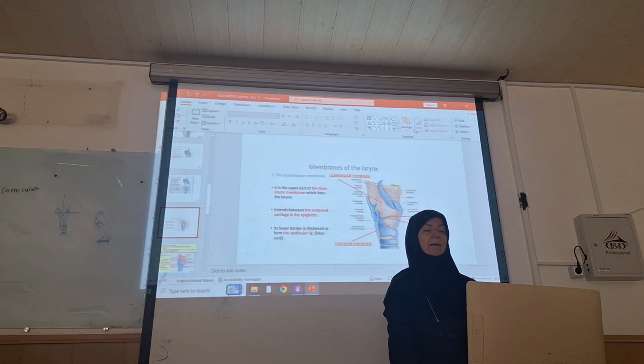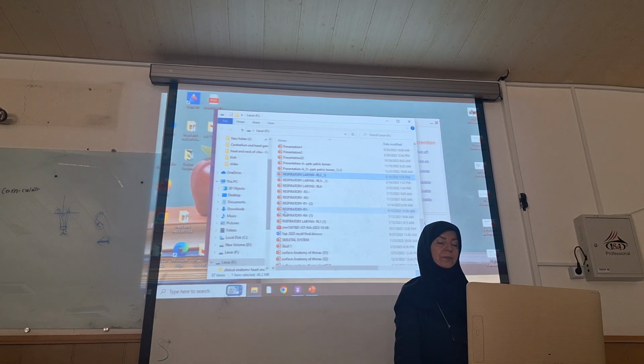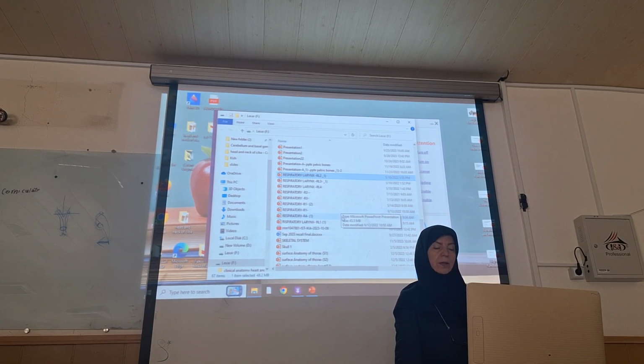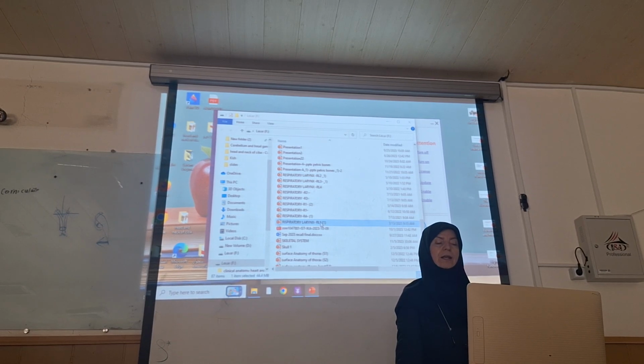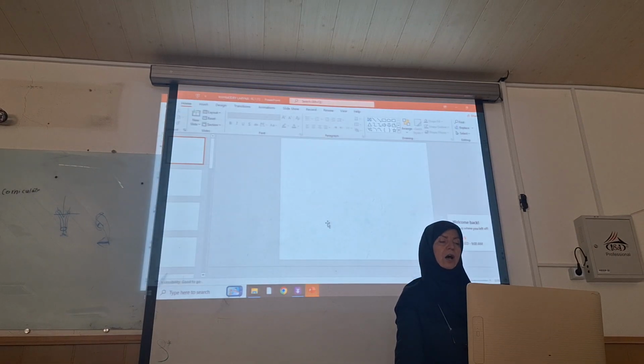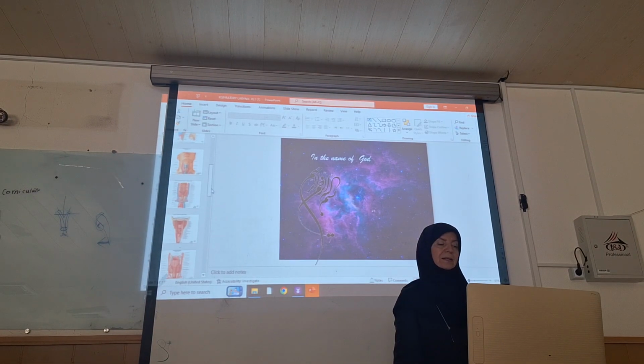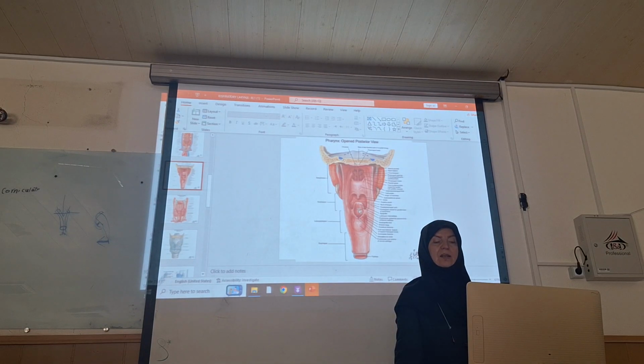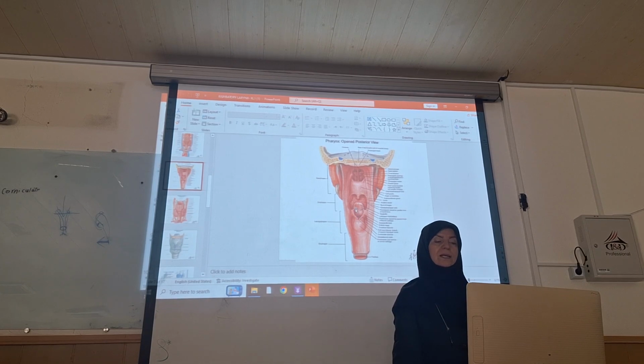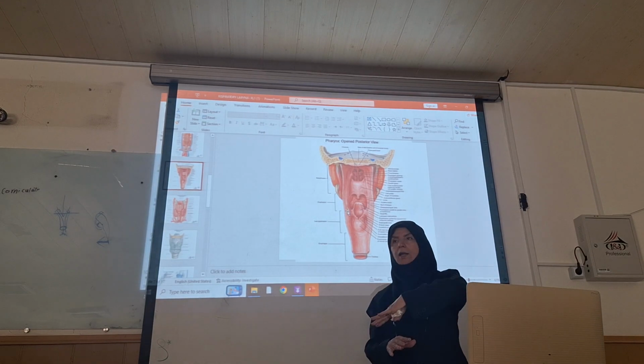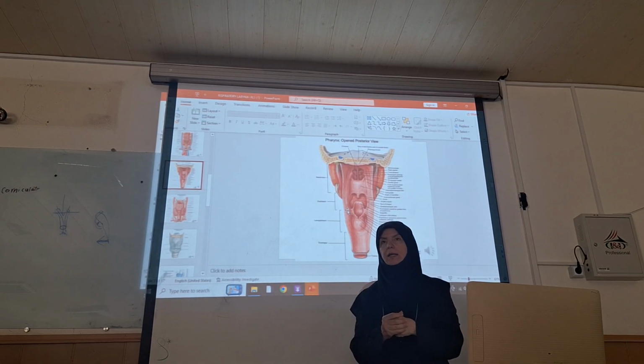If you remember the previous slide, I showed you the pharynx, and in the pharynx I showed you the inlet of the larynx. Here is the opening of the larynx, the inlet of the larynx. To close the inlet of the larynx, the epiglottis goes backward and downward.